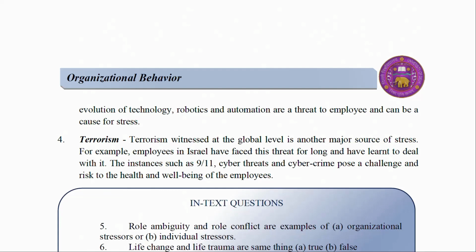Fourth, terrorism. Terrorism witnessed at the global level is another major source of stress. For example, employees in Israel have faced this stress for long and have learned to deal with it. The instances such as 9/11, cyber threats, and cybercrime pose a challenge and risk to the health and well-being of the employees.